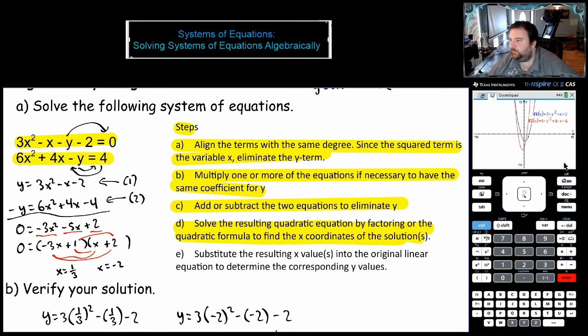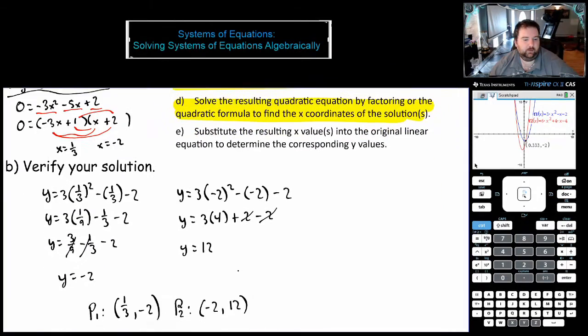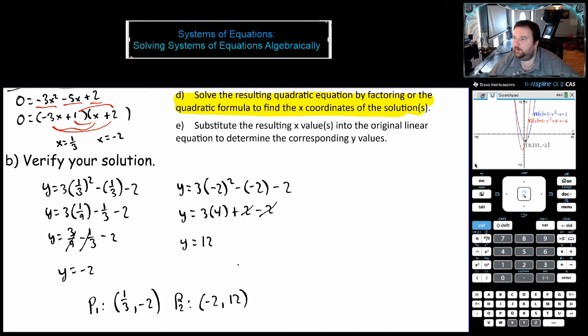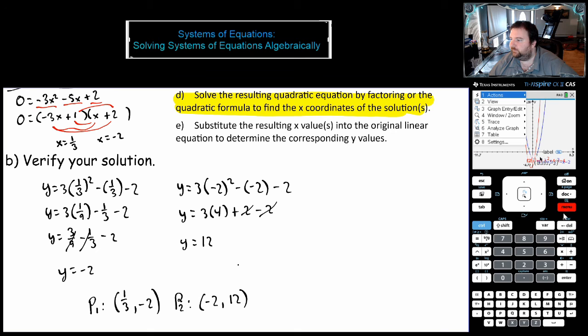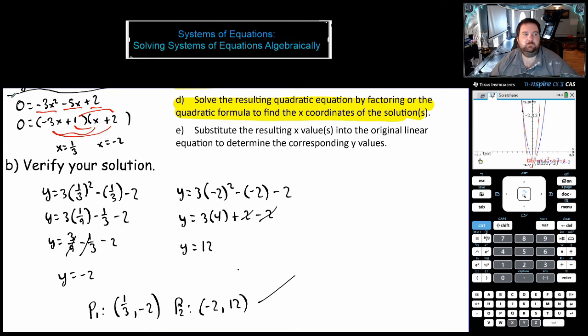And I can see 2 points of intersection here. So let's analyze the graph and find our intersections. One's happening right there. So that looks like 1/3 and -2. And we found that one. And I might need to scroll. Yeah, so my intersection's somewhere over there. So let's find it: -2 and 12. And there we go. So we verified it.